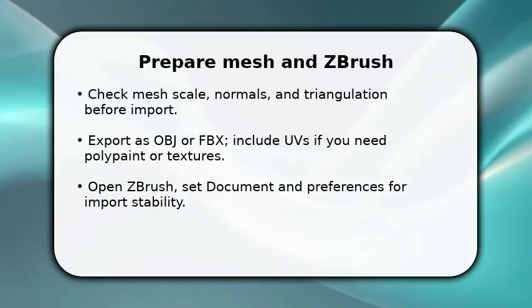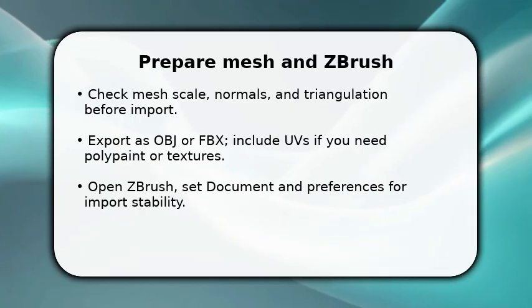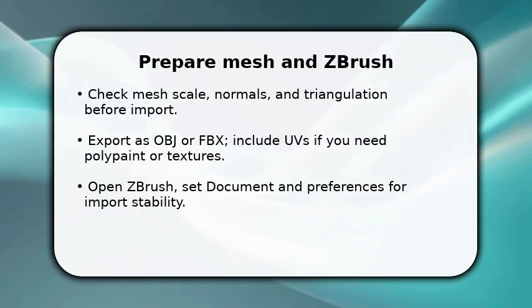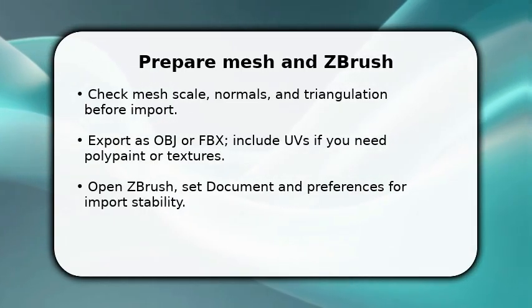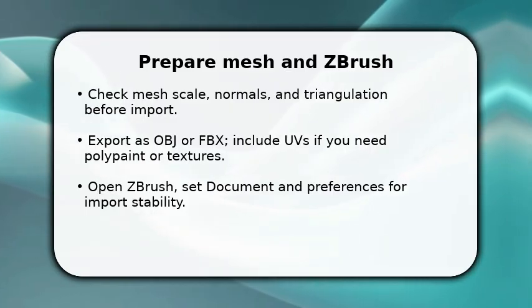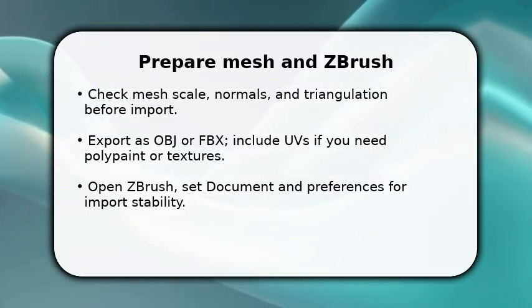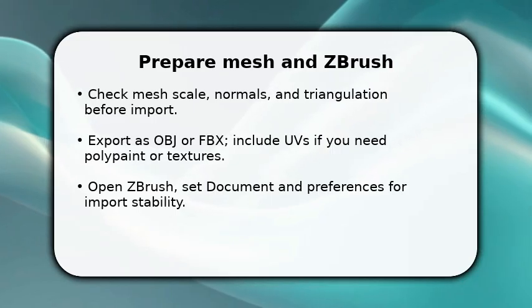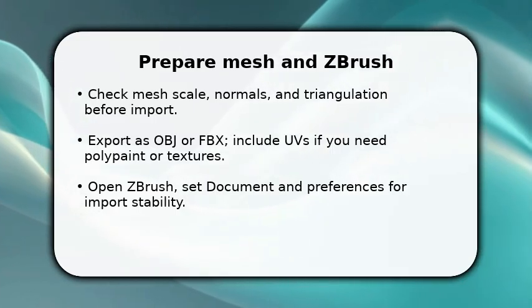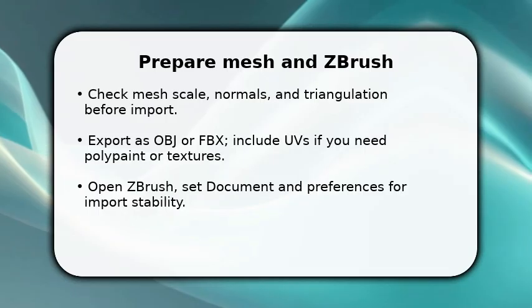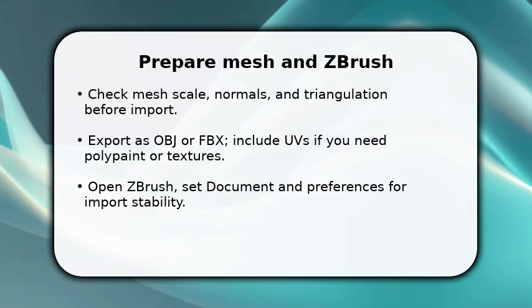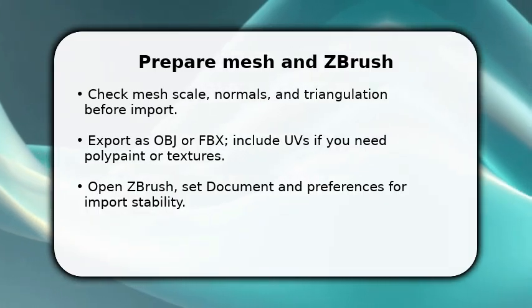You start by confirming your mesh is clean, correct scale, unified normals, and triangulated if needed. Export as OBJ or FBX with UVs if you plan to bring textures. This preserves surface data. In ZBrush, open a new document and set document quick save and preferences for import tolerance. Once done, use Tool Import to load the file.